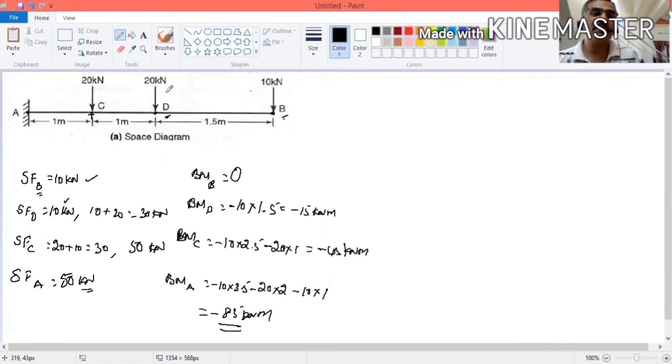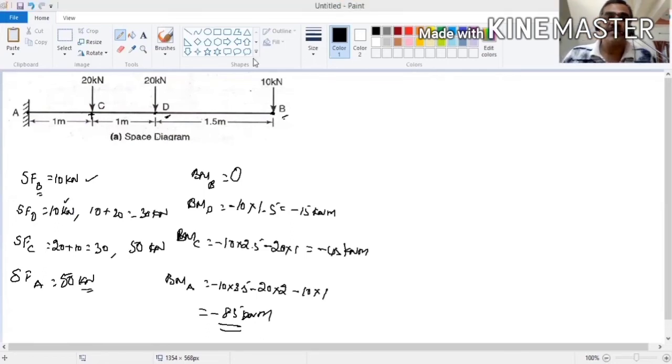So in between, how to connect? That's what we were discussing in the last class. When a point load is acting, in between you have to connect uniformly. If it is a bending moment, you have to connect linearly. So that is the thing you have to follow. Now let us see the shear force and bending moment diagram.